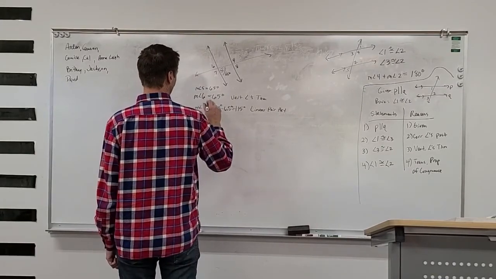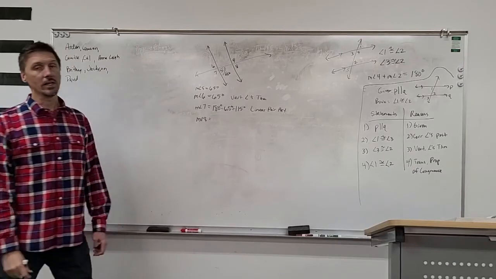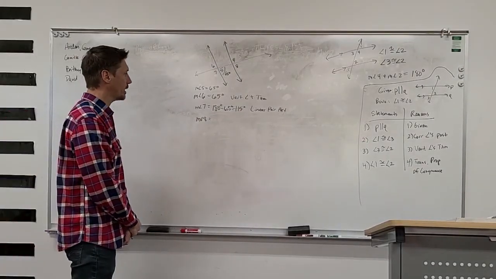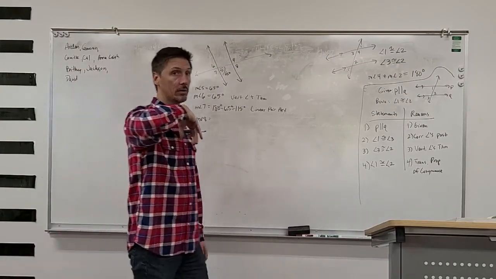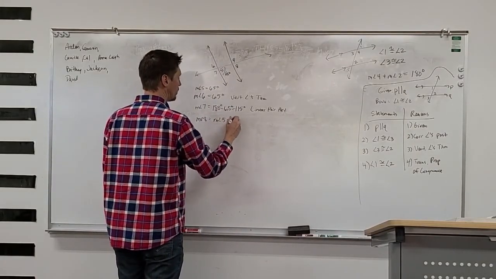Measure of angle 8. All right, so this angle here. And now this is one of the new ones that we learned. So based on the new ones that we learned, what can I say about the measure of angle 8 compared to one of these angles that I already know now? It's the same as 5, right? Equals the measure of angle 5, which is 65 degrees.